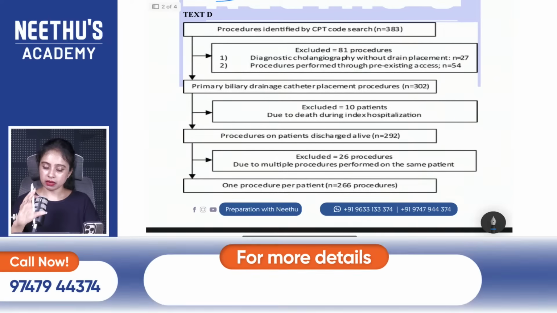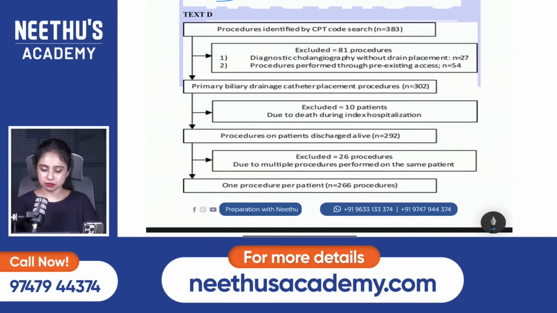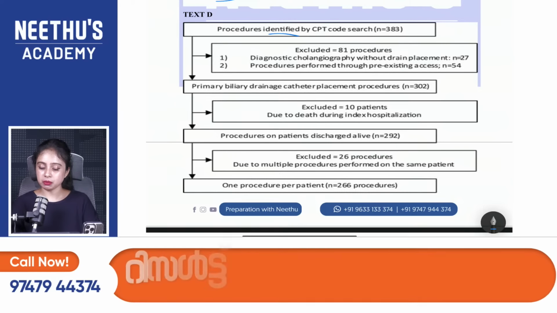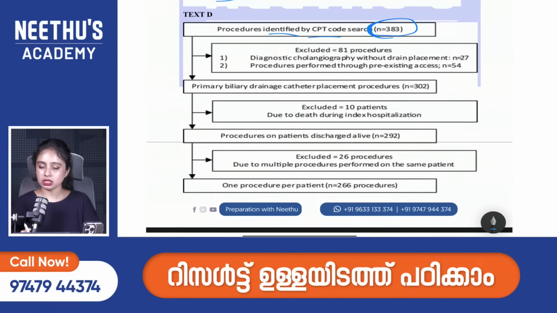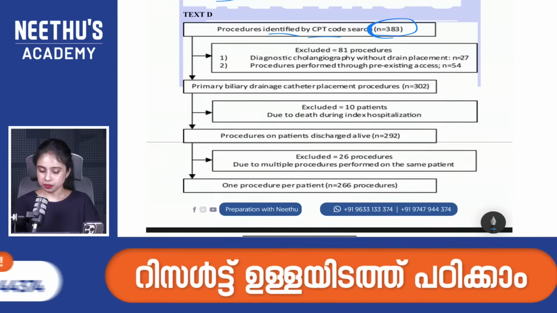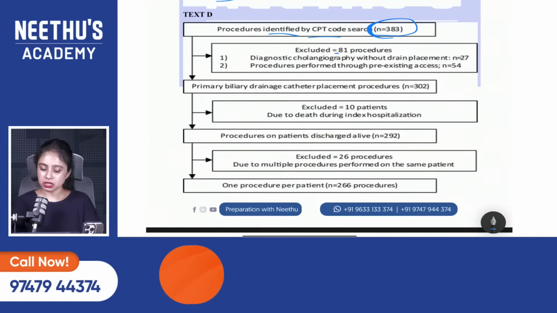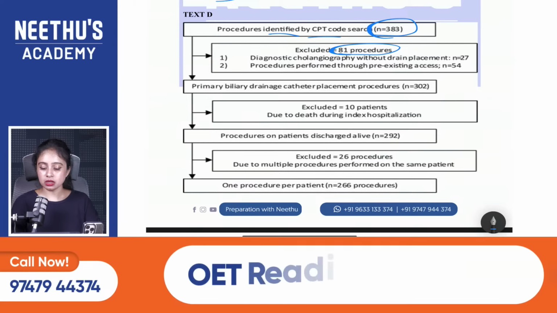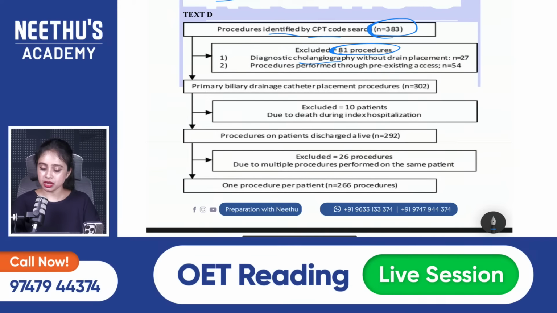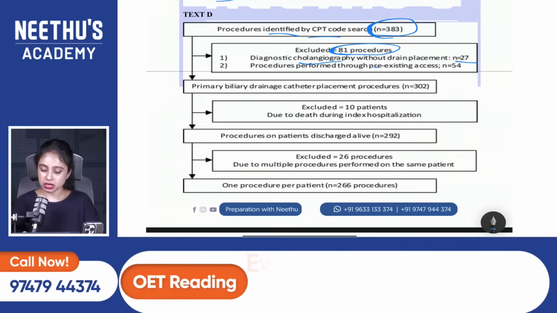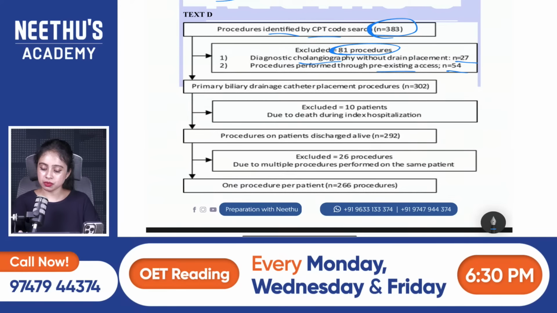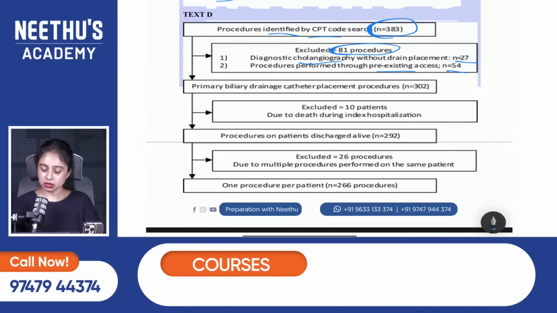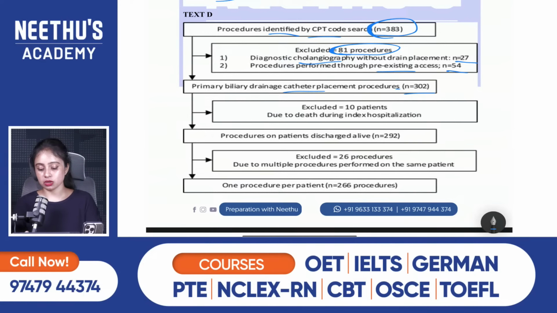Then text D, we have a flow chart. So what is the first one? Procedures identified by CPT code search, which is N equal to 383. Then the second one, excluded procedures at 81, procedures excluded, not patients. Diagnostic cholangiography without drain placement, which is 27, then through pre-existing access 57. Primary biliary drainage catheter placement procedures, which is 302.